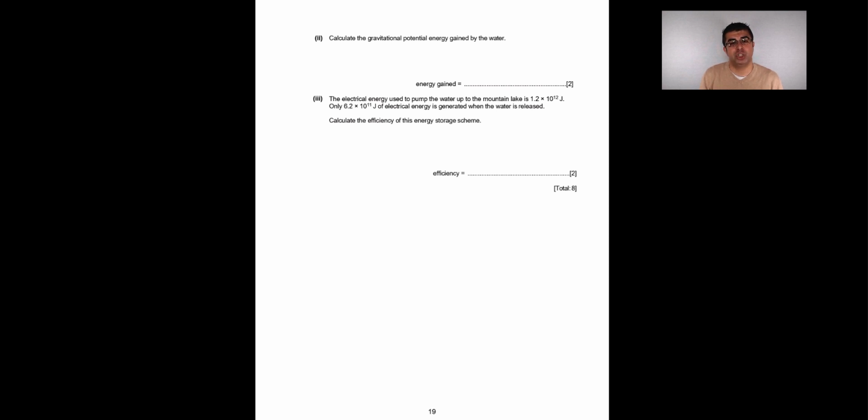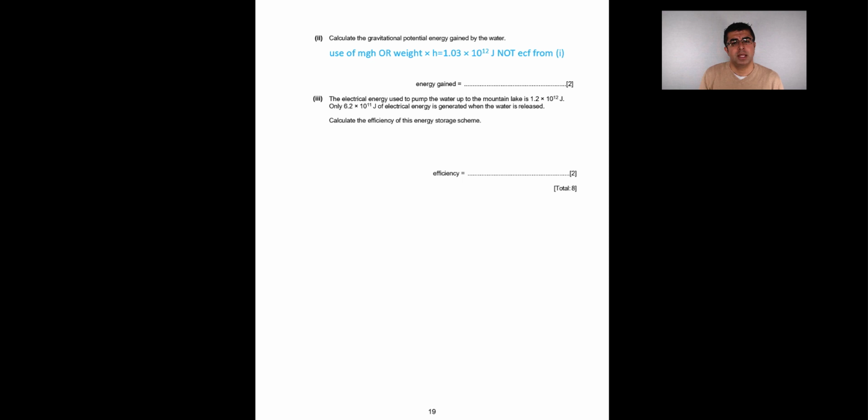Calculate the gravitational potential energy gained by the water. Well, GPE equals mgh. All we need to do is take the previous answer and multiply it by 500, and you will get 1.03 times 10 to the power 12 joules. In this question, many people missed out the unit, surprisingly.